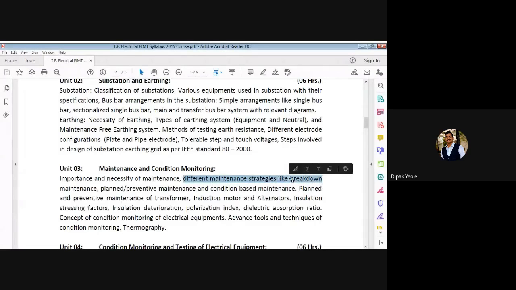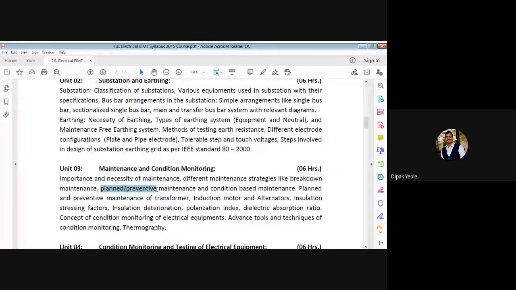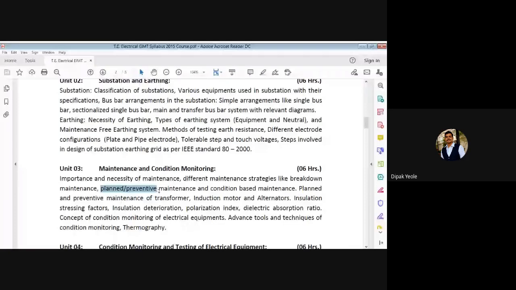Like breakdown maintenance. The name indicates itself: after the breakdown has happened for the electrical machine, then we have to carry out the maintenance. Then there is a type called planned and preventive maintenance. Preventive is better than cure, so in that way you can remember this term. Before the fault exists, we have to do the maintenance, and that is called preventive maintenance, before the fault. And breakdown means after the fault.